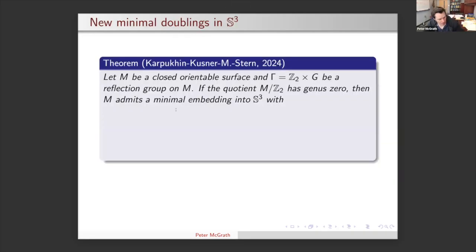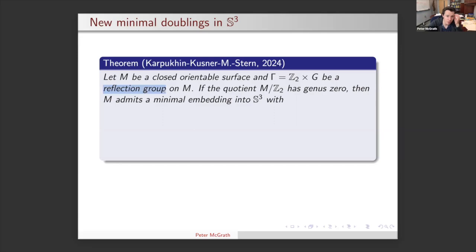So what would I like to tell you about in relation to the work that we've done with Mikhail Karpukhin, Rob Kusner, and Daniel Stern? We have a very general theorem, at least first in the closed case, about doublings of the equatorial two-sphere. What we do is we begin with just a closed orientable abstract surface, without even a Riemannian metric to begin, and we just assume it has a group action gamma of this form that I call a reflection group here.